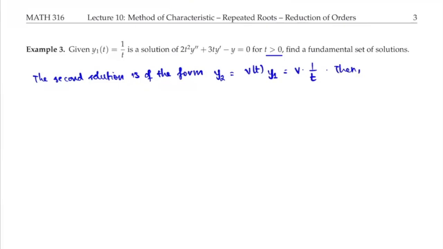So then you have y2 prime is going to be v prime times 1 over t minus v times 1 over t squared. Right. So I just apply the product rule for this product. First, derivative of the first function multiplied with the second, plus the second function multiplied with derivative of the second function. So derivative of 1 over t equals negative 1 over t squared.